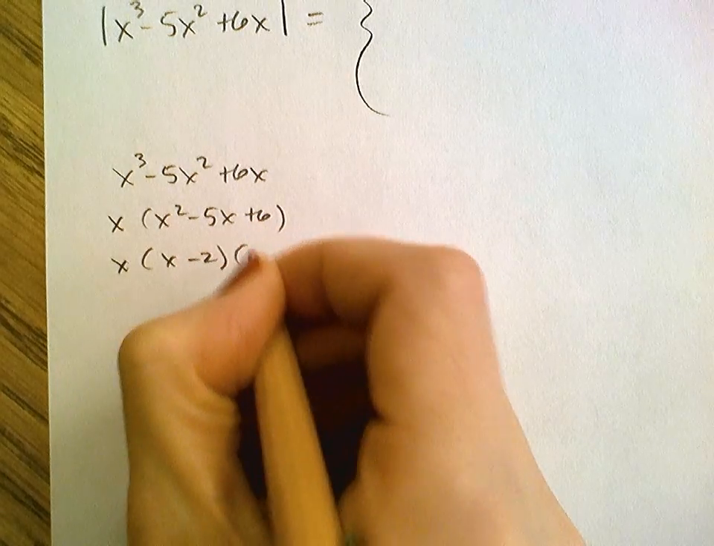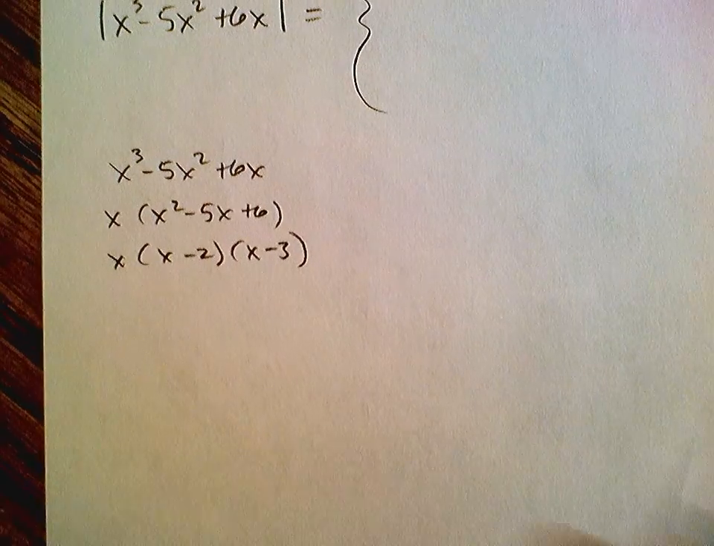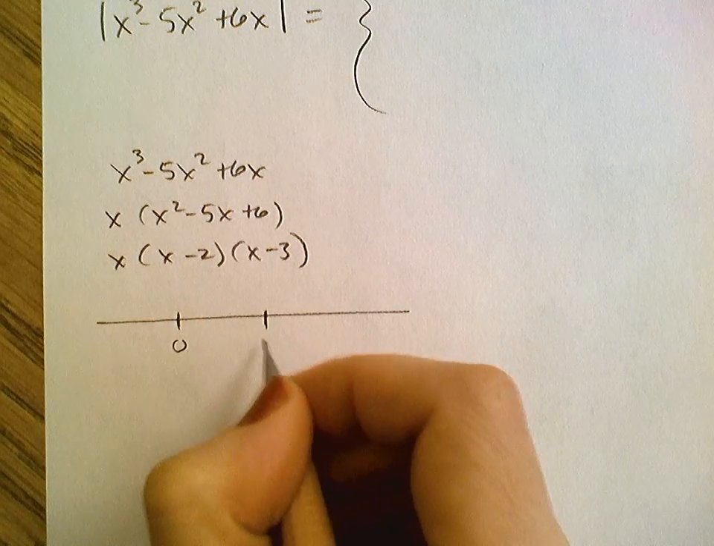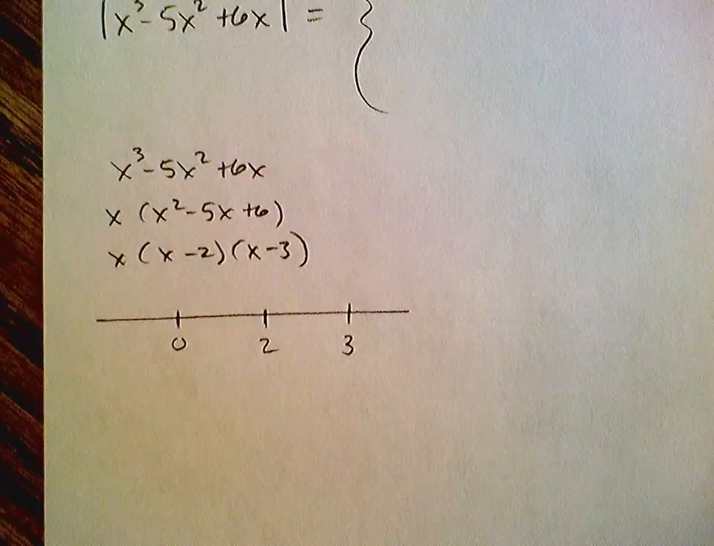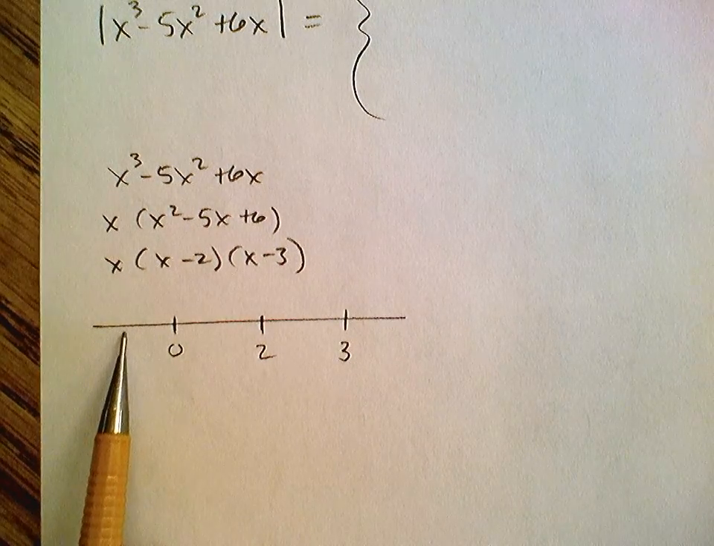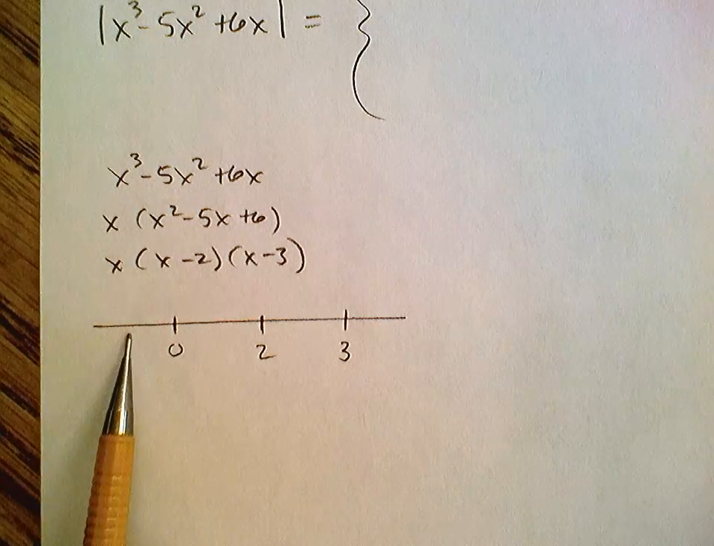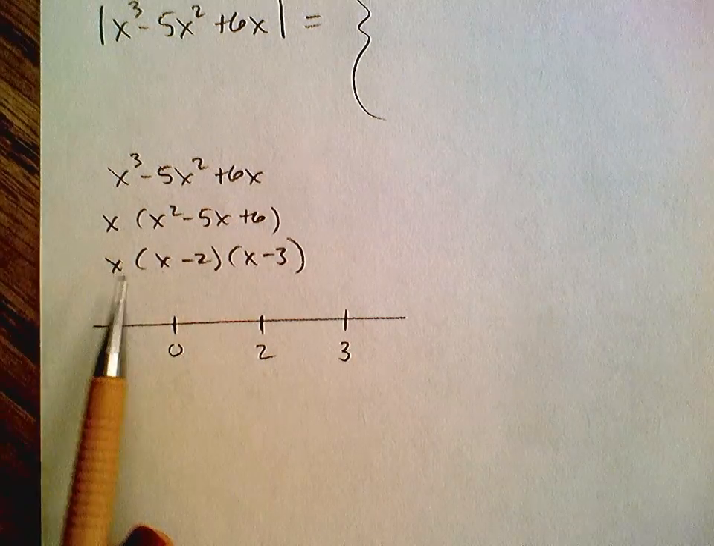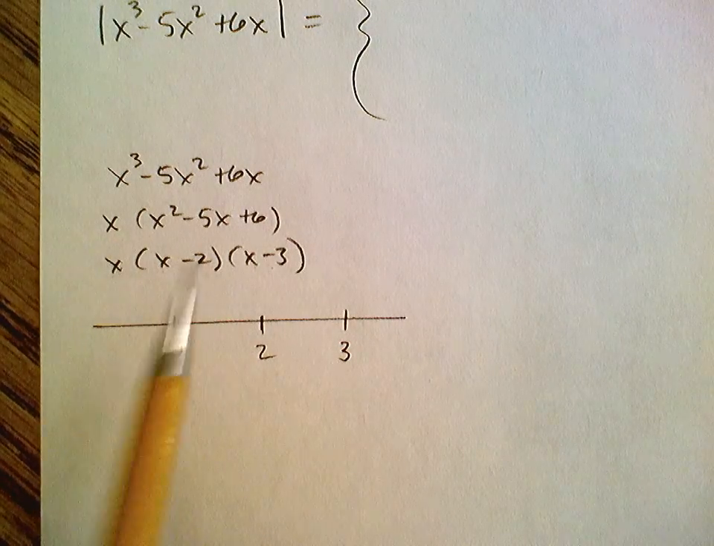x minus 2, x minus 3. So we've got 0, 2, and 3. Pick some number over here. I'll pick -5. Plugging in -5 would give me a negative, and a negative.